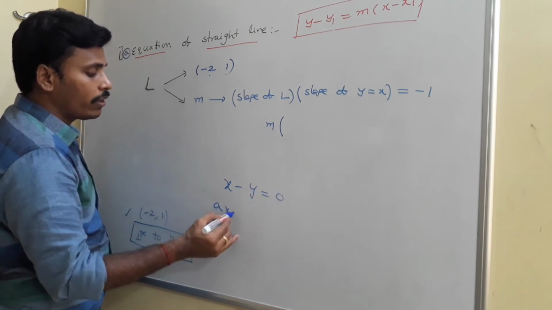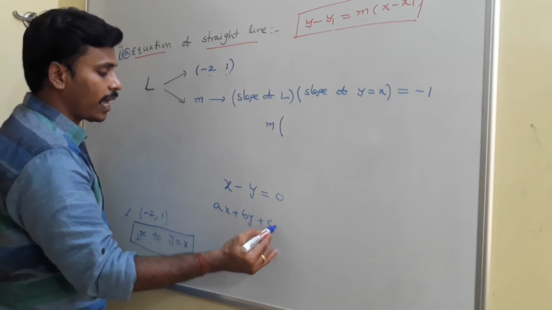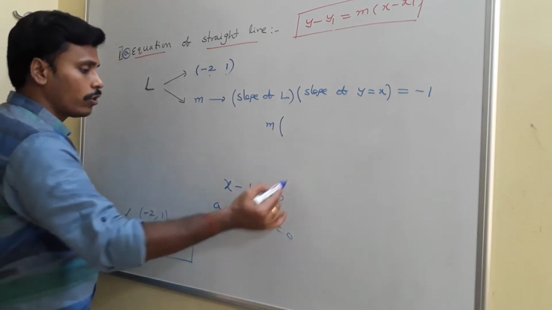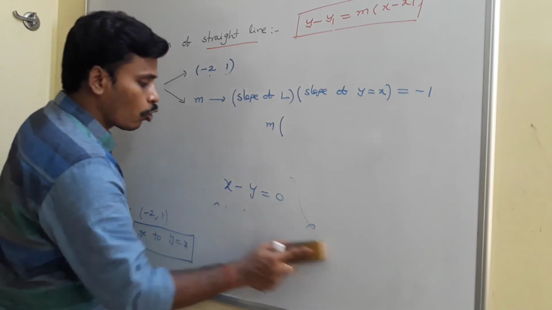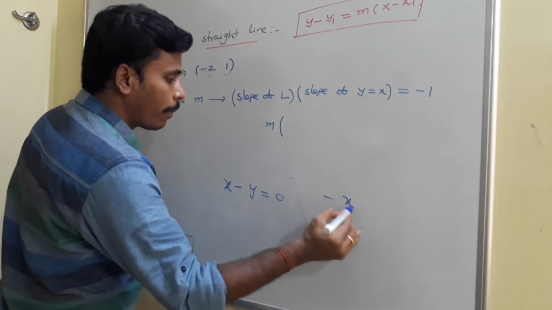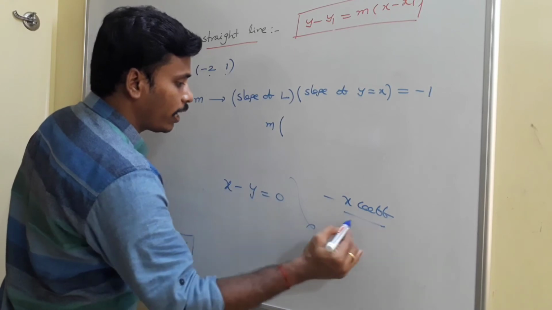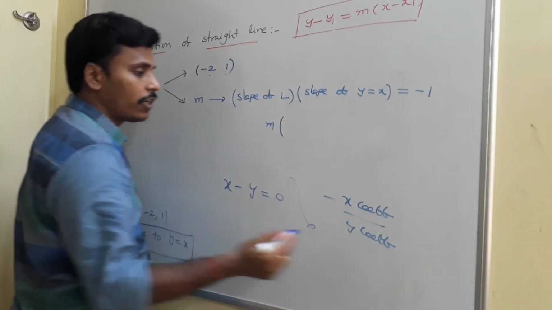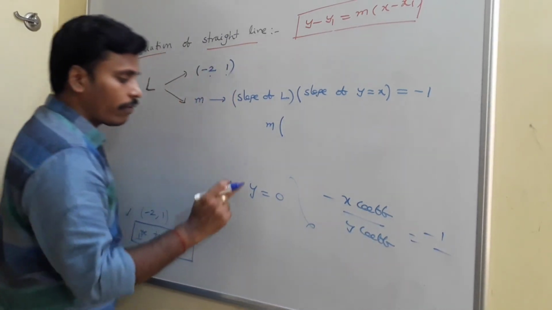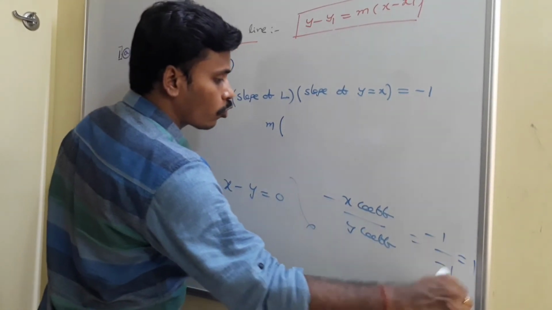When you compare with the format which we discussed in the last class, ax plus by plus c is equal to 0, a is 1 and b is minus 1. Otherwise, slope is always given by the rule that minus x coefficient divided by y coefficient. In particular here, the x coefficient is 1. So minus 1 by the y coefficient is again minus 1. And if you solve, this is 1.